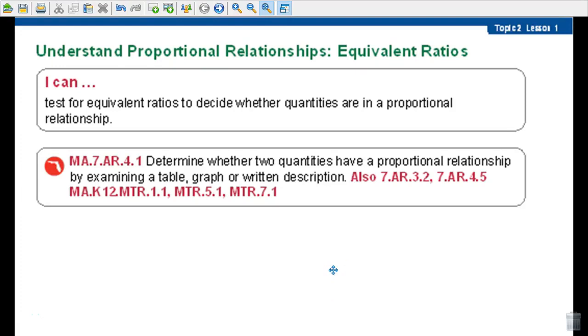All right, we're going over topic 2, lesson 1 today in our book. We're going over understand proportional relationships, equivalent ratios. The little lesson you'll learn today is: I can test for equivalent ratios to decide whether quantities are in a proportional relationship. That's what you'll learn.